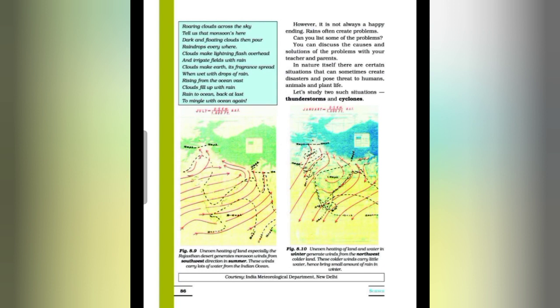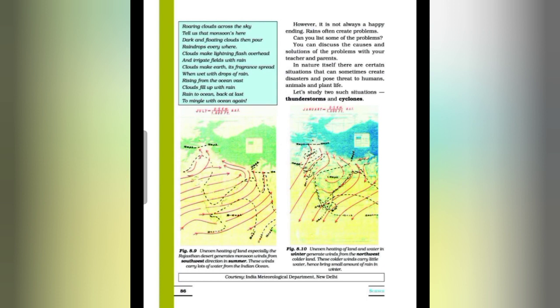However, it is not always a happy ending. Rain often creates problems. Can you list some of the problems? You can discuss the causes and solutions of the problems with your teacher and parents. In nature itself, there are certain situations that can sometimes create disaster and pose a threat to human, animal and plant life. Now let's study two situations, that is thunderstorm and cyclone.